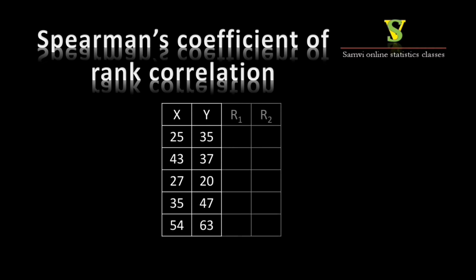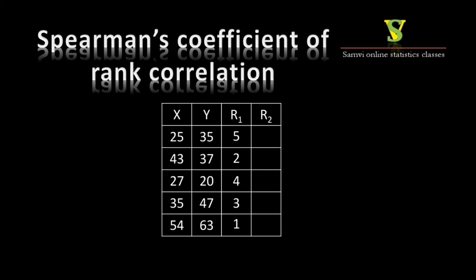Now we'll allot the ranks for the x and y variables. R1 is the rank for the x variable and R2 is the rank for the y variable. In the x variable, 54 is the highest value, allot the first rank. Next highest is 43, we'll allot the second rank. Next highest is 35, we allot the third rank. Next highest is 27, we allot the fourth rank. And next is 25, we allot the fifth rank.